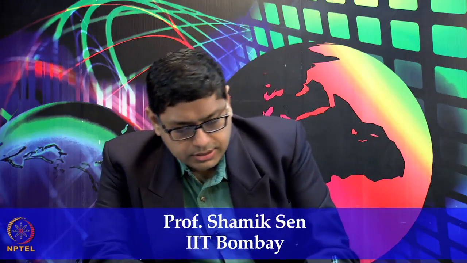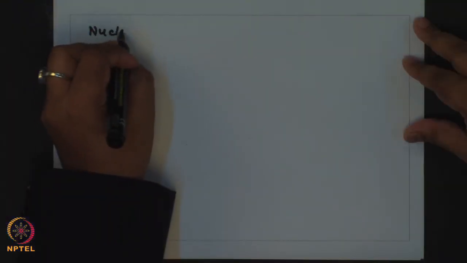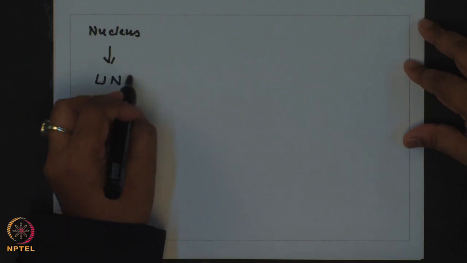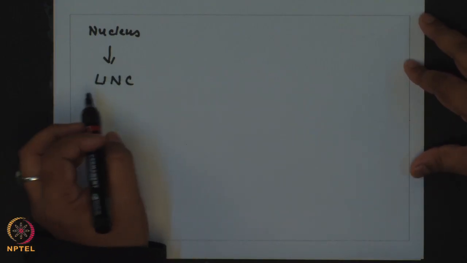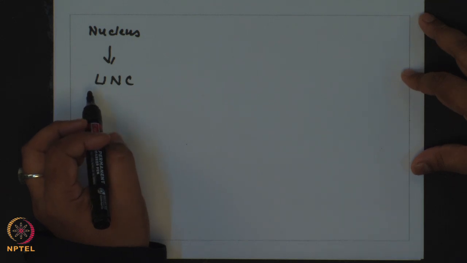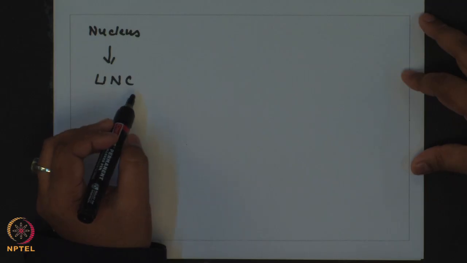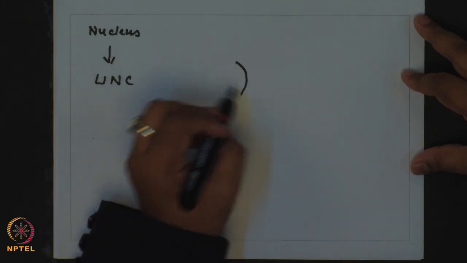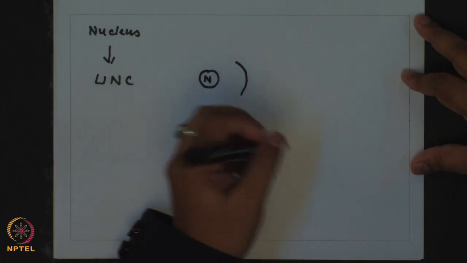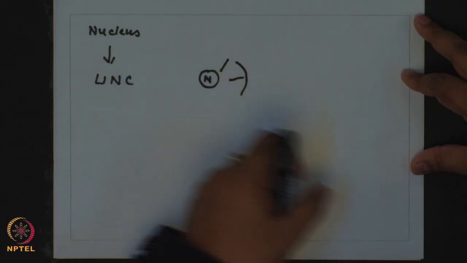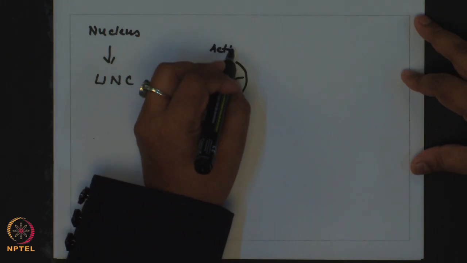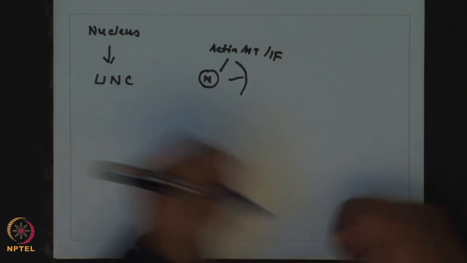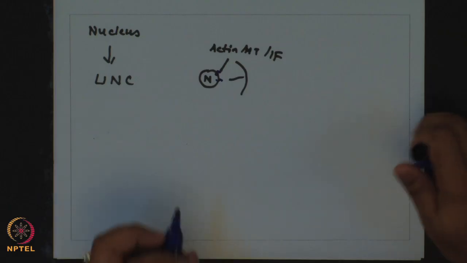So, in the last class we had started discussing the nucleus and its structure, and majorly I introduced this complex called the LINC complex, which stands for linker of nucleoskeleton and cytoskeleton. So, this LINC complex makes sure that if this is my nucleus, you have a physical connection from actin, microtubule or intermediate filament cytoskeletons to the inside of the nucleus through various connections.